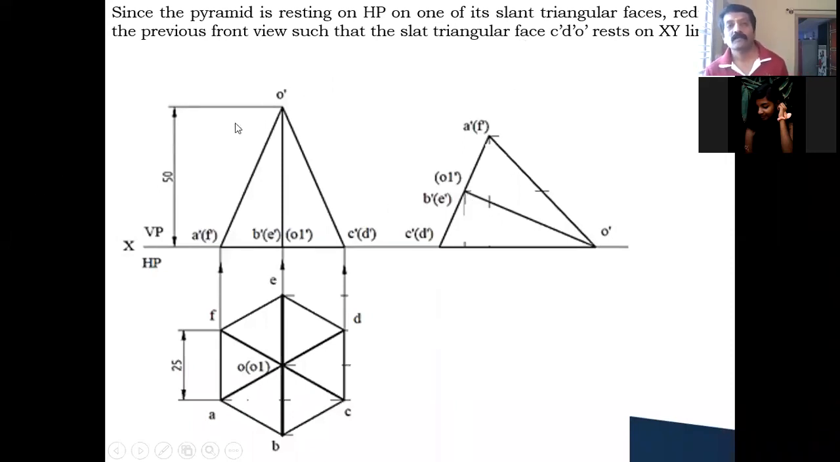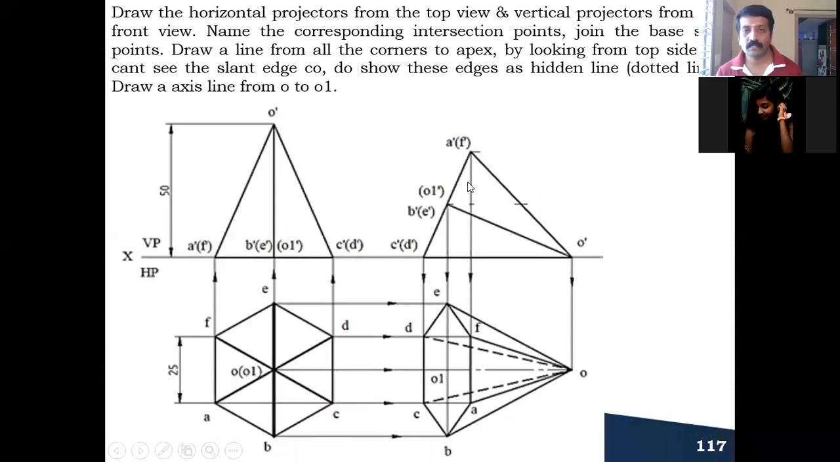So what you have done, without changing the shape and the size of this front view, is redraw it such that this slant triangular face rests on the XY line. That's all. Like this you have to draw the front view. After this, keep on drawing the vertical projectors like this. After this, draw the horizontal projectors also from the previous top view.